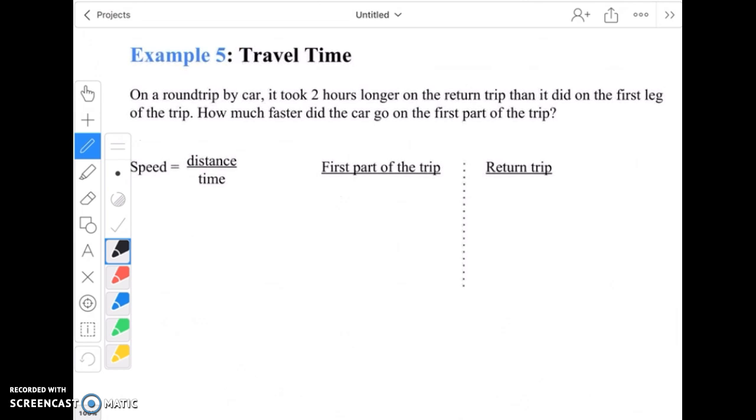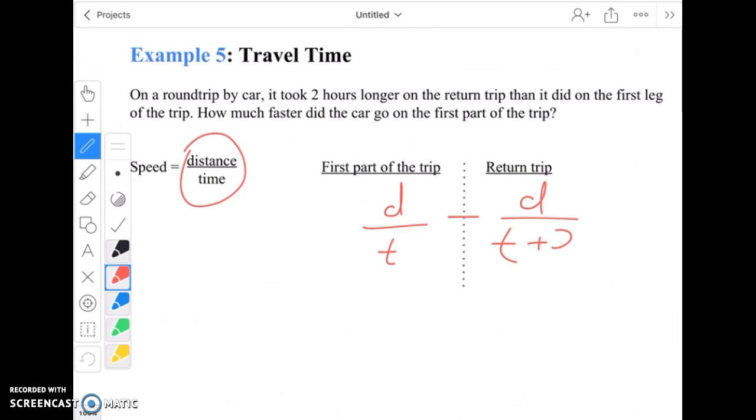Okay, our last one. We are talking about a round trip, time travel, or travel time. On a round trip by car, it took 2 hours longer on the return trip than it did on the first leg of the trip. How much faster did the car go on that first part of the trip? So something to realize is that speed is distance over time. So that first part of the trip is just distance over time. And then we know on the return trip, we have distance over time plus 2.